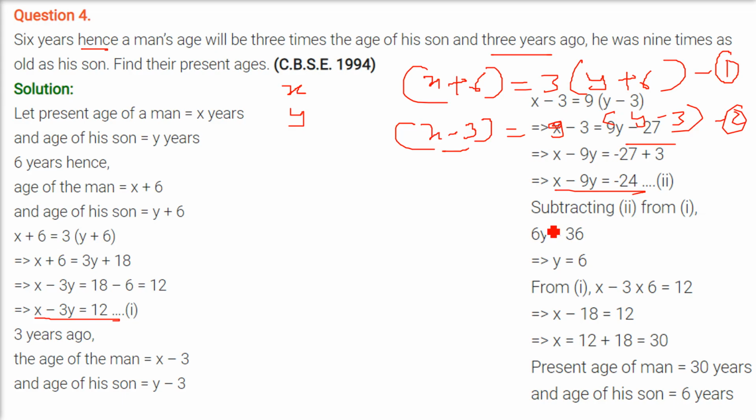You know how to solve these two equations. It is given in front of you. x will be equal to 30. y will be equal to 6. That is, man's age is 30. Son's age will be 6.